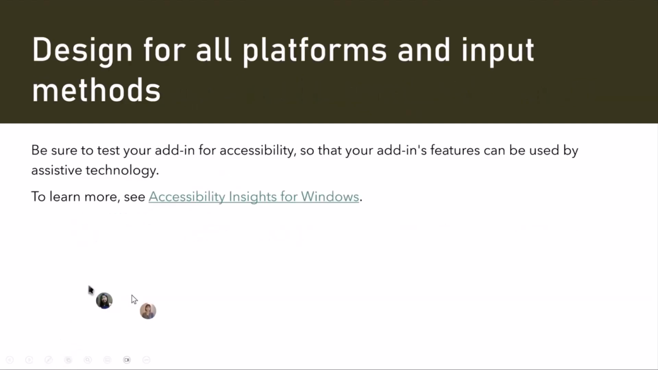Next slide. And also design for all platforms and input methods. Be sure you test all of your add-ins for accessibility so that your add-in features can be used by assistive technologies. As we all know, the accessibility capability in Office and Microsoft is very powerful, and lots of people who may need these features like it a lot. So please make sure you design for all platforms and pass the accessibility checks. And next slide.